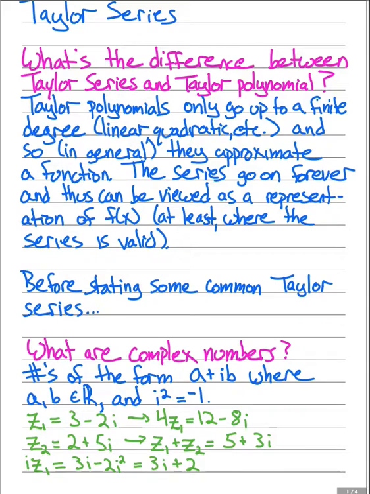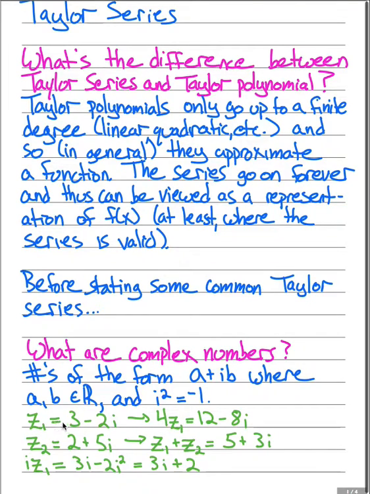You may have heard of these before, but in case you haven't, complex numbers are numbers of the form a plus ib, where a and b are real numbers, and i squared is -1. Or saying that differently, you can think of i as being the square root of -1. So complex numbers work according to pretty much the rules of algebra that make sense.